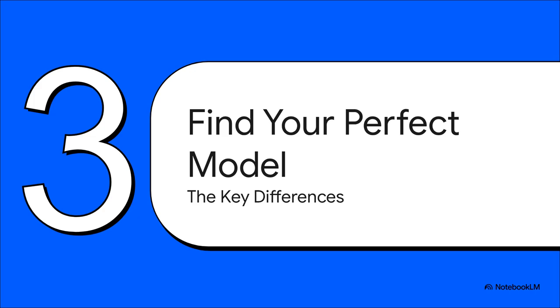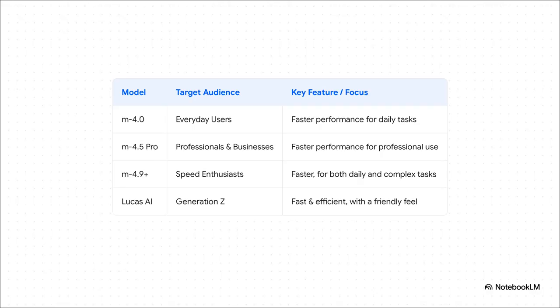Okay, so now that we know what's the same across the board, let's get to the fun part, the key differences. This is where you can really start to see mAI's strategy of tailoring AI for very specific kinds of people. And boom, here's where it all clicks into place. The main difference between these models, it's not really about features. It's about who it's for and how fast it feels.